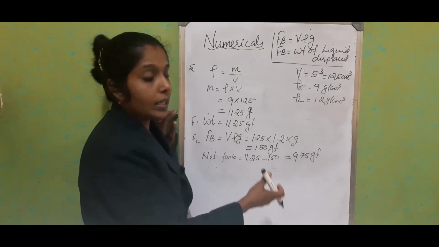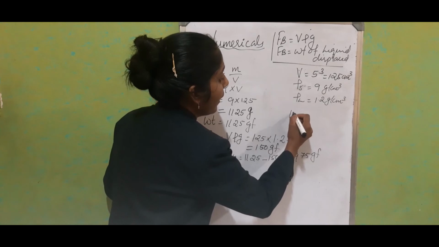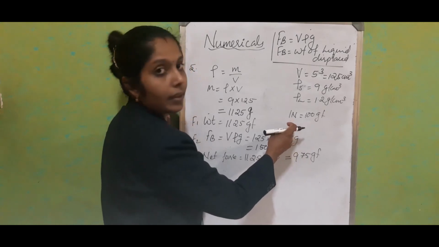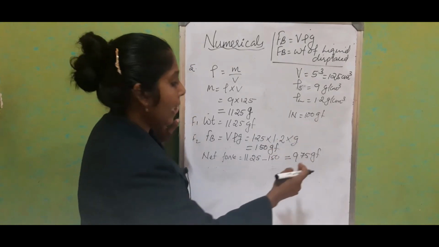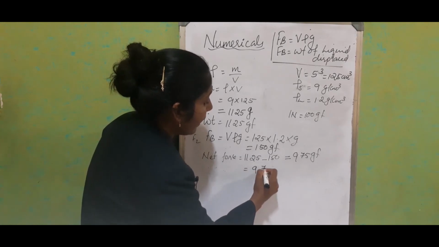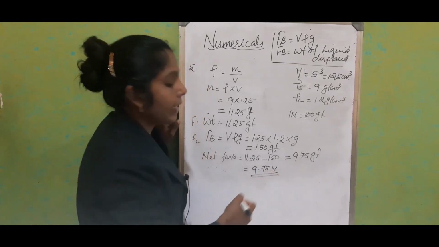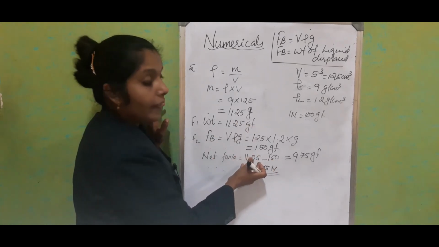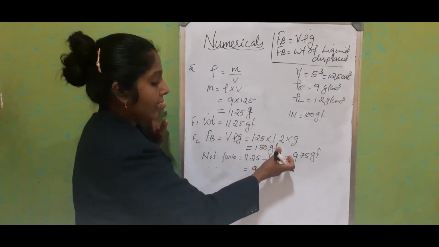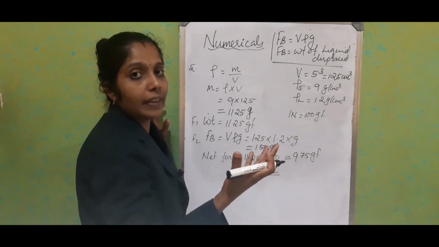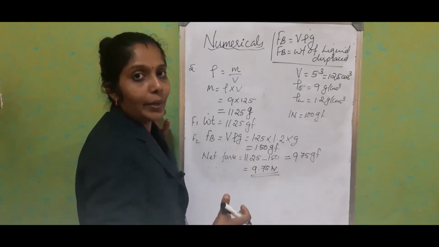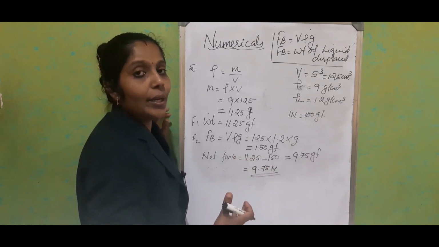In terms of gram force, we studied a relationship: 1 Newton is equal to 100 gram force. So to convert it into Newton, we divide by 100, and we get 9.75 Newton. This is the tension acting on the thread, which is equal to the apparent weight. This is the weight in air, and this is the upthrust felt inside the liquid. The difference gives the apparent weight, which is equivalent to the tension experienced by the string. So, practice more problems. Thank you.